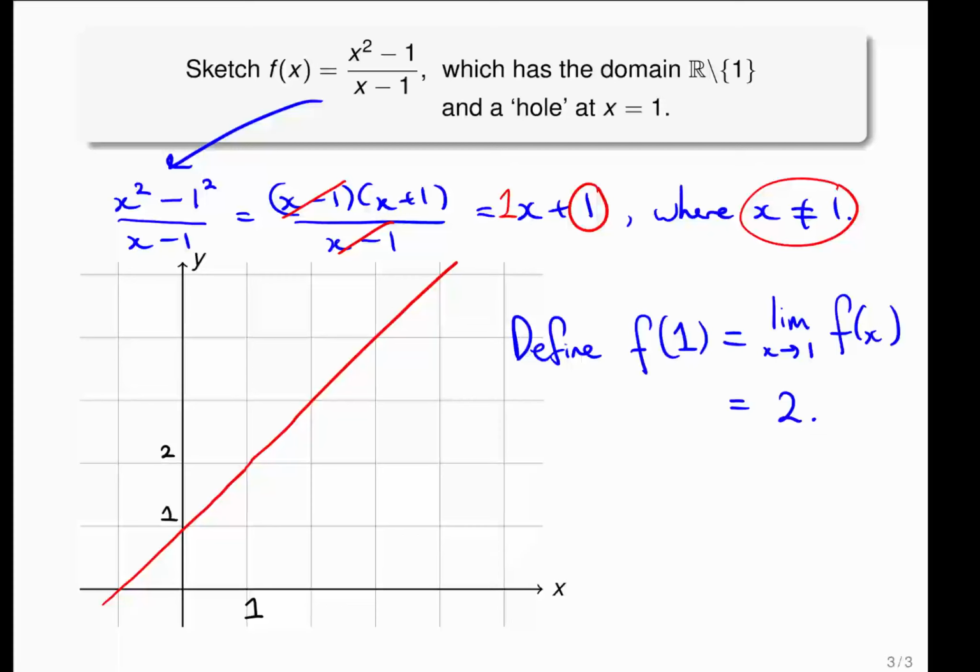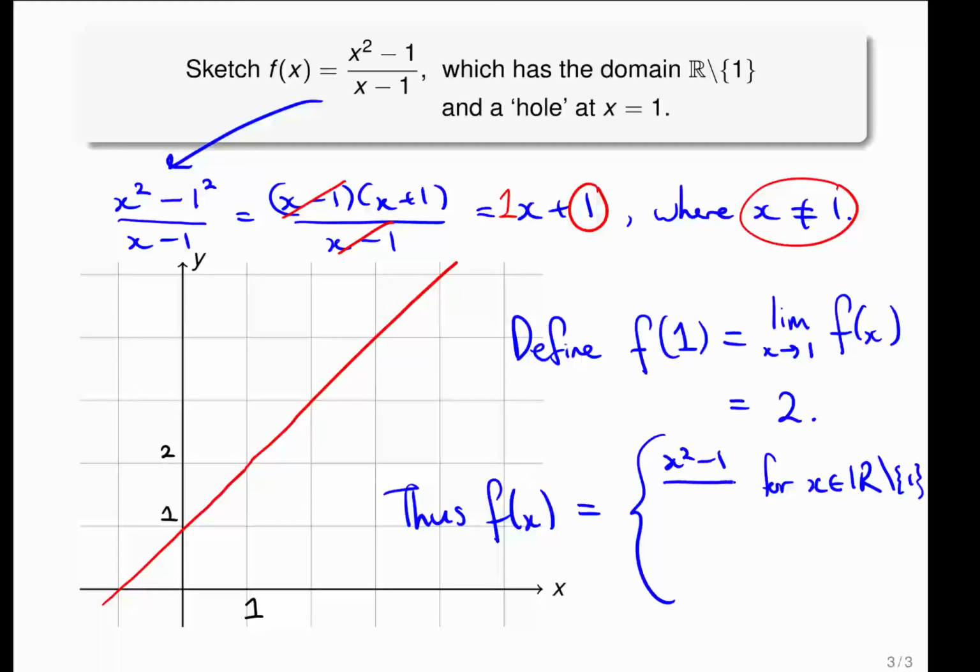The formula for this extended function, which now has domain all the real numbers, can be written as the following. For x values not equal to 1, the function is given by the original formula, x squared minus 1 all over x minus 1. This simply describes the original function we started with. And when x is equal to 1, the function value is just 2.